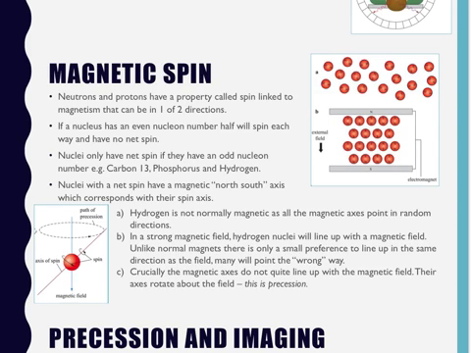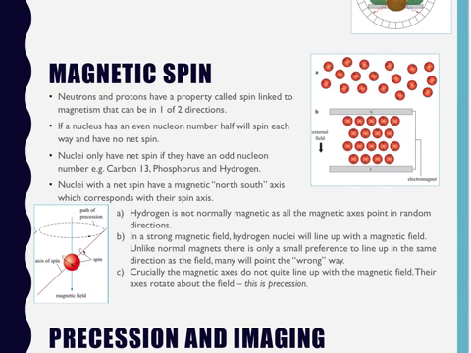In diagram A, hydrogen is not normally magnetic, as all magnetic axes point in random directions. In diagram B, in a strong magnetic field, hydrogen nuclei will line up with the magnetic field. Unlike normal magnets, only a small proportion line up in the same direction as the field. Many will point the wrong way.